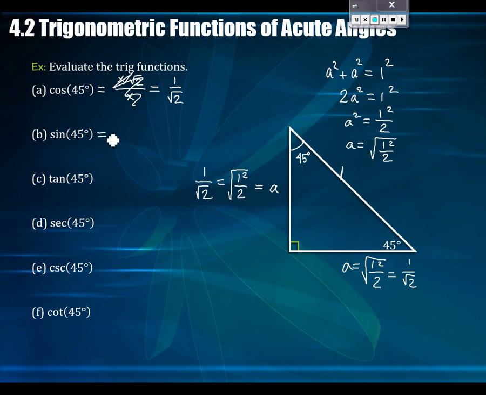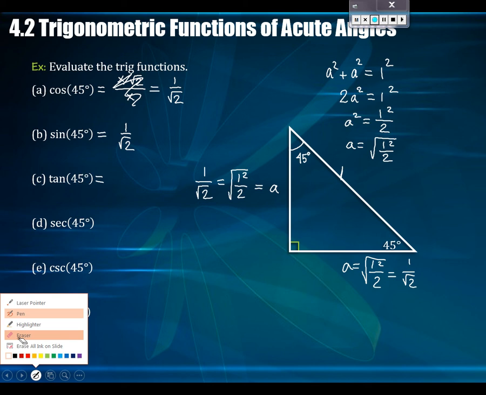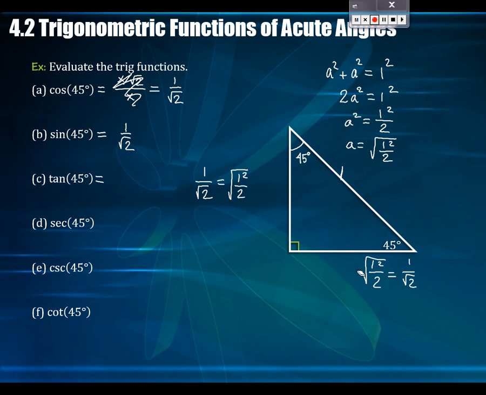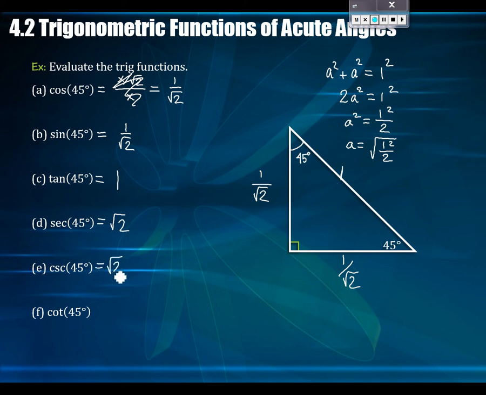So that's a good reminder of how this came about. And then the sine is the same thing. Tangent is 1, because since cosine and sine are the same, you take the length of one side over the other. Let me clean this up a little for viewers at home. This thing divided by this thing is 1. Secant is root 2. Cosecant is root 2. And cotangent is 1. All right, good.